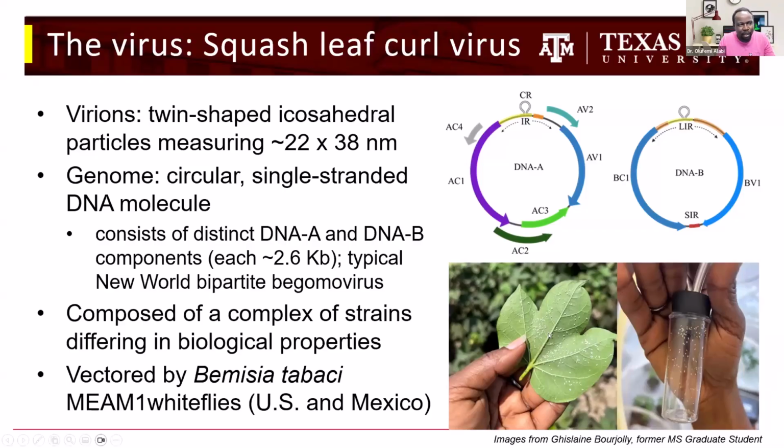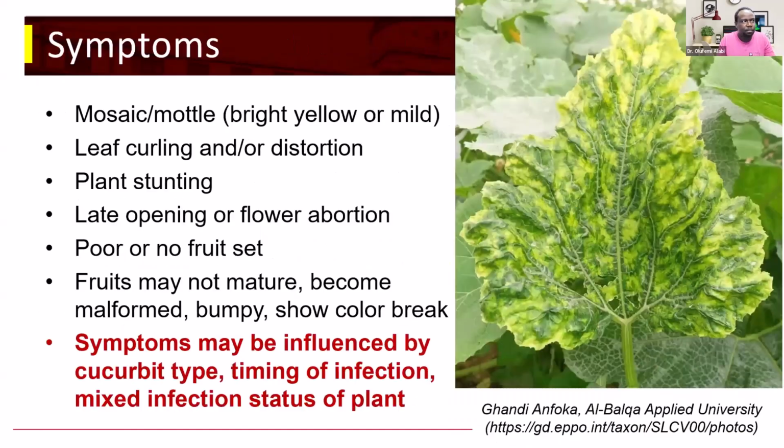And similar to other begomoviruses, squash leaf curl virus is also vectored by Bemisia tabaci, the B biotype, or the silverleaf whiteflies, or MEAM1 as it's called now, particularly in the US and Mexico. And like you've heard from Bill, in some growing areas, like in South Texas here, whitefly populations can be very, very abundant, and that drives the epidemics of squash leaf curl.